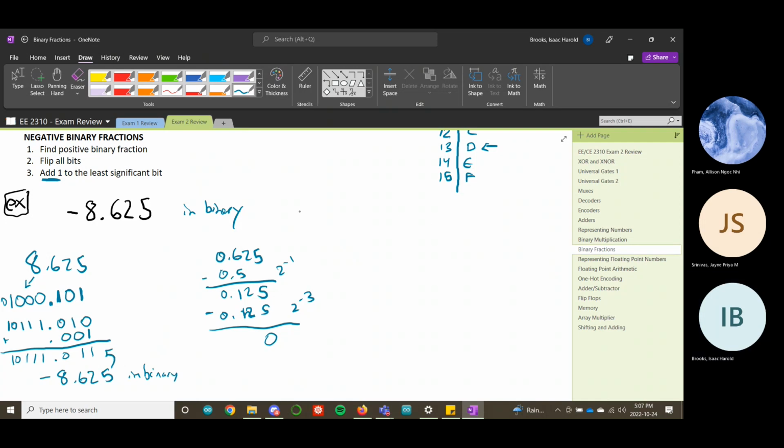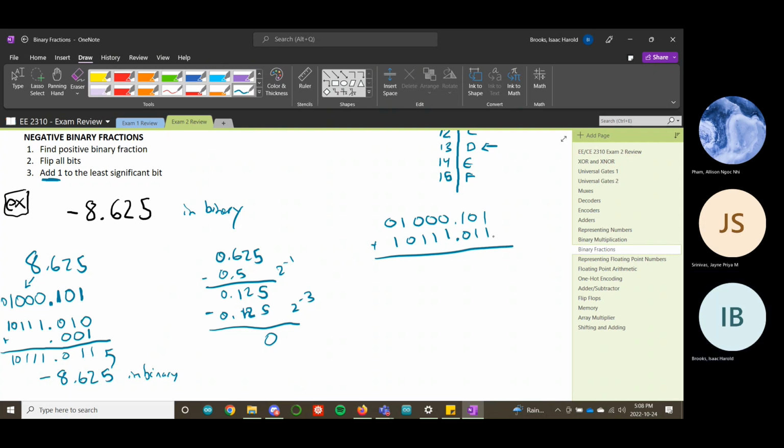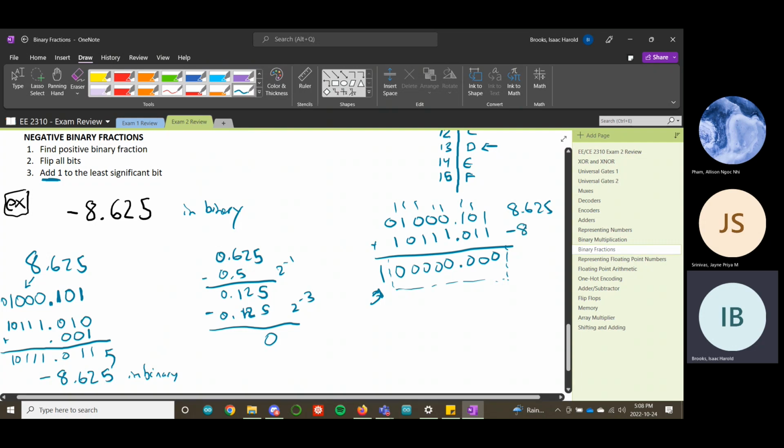And you can always double check. Our original number was 0, 1, 0, 0, 0, 0, 1. If we add our negative version, 1, 0, 1, 1, 1, we should get a whole bunch of carries, and it should end up being 0. 1 plus 1 is 0 carry 1, 0 carry 1, and so on. If we look at just the bits we were looking at before, these are all zeros, and we discard the overflow bit. So this is a way to check yourself if you're not sure how you've made a number negative: add it to itself. This is 8.625 minus 8.625 basically, and you should end up with zeros.